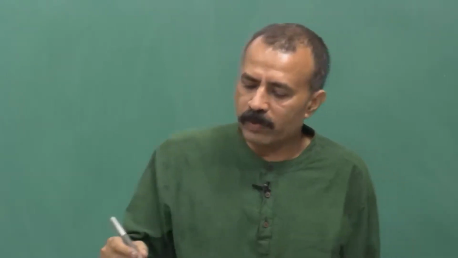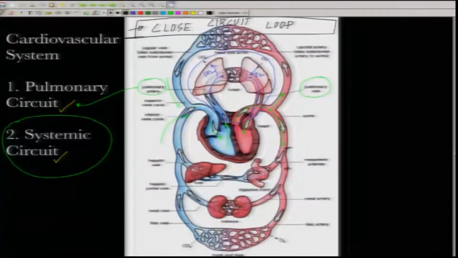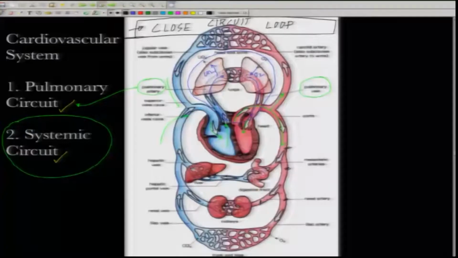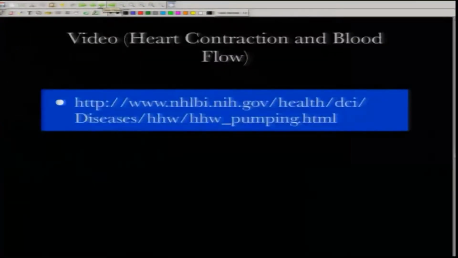So, you realize if there is a hemorrhage or something at any part, there will be loss of blood. Internal hemorrhages, which are very difficult to figure out, could lead to a loss of blood. Similarly, with external hemorrhage, of course, you can really see that. Okay. So, this is the actual circuit of the pulmonary circuit and the systemic circuit, which is essential for you to know. There is a link I am giving you, heart contraction and the blood flow.